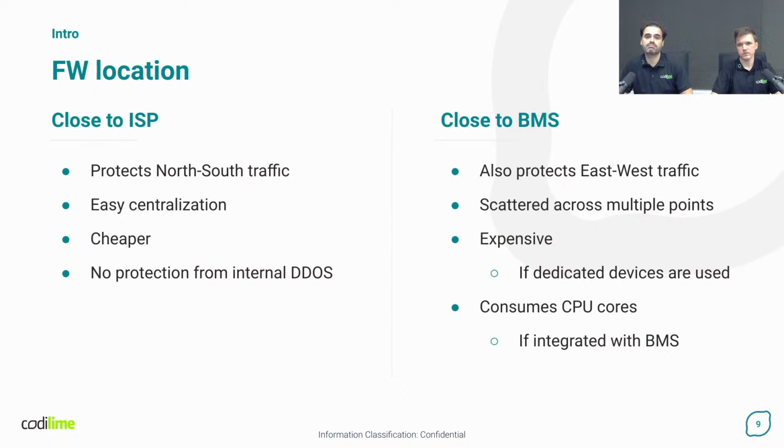Then we can place the firewalls as close to the bare metal server as possible. It will protect us also from the east-west traffic. It will be scattered across multiple points, but it will be expensive. If we are using a dedicated device, then we will have to use as many devices as we have servers. So we are going into hundreds of thousands of devices, not cheap. Or we can place the firewall on the server itself, use virtualized firewalls, which will be cheaper, but it will consume CPU cores of the server. Those CPU cores could be used for customer service, could be used better, but they have to be used this way if we are integrating the firewall with the bare metal server.